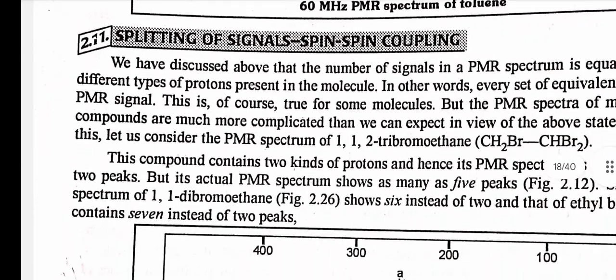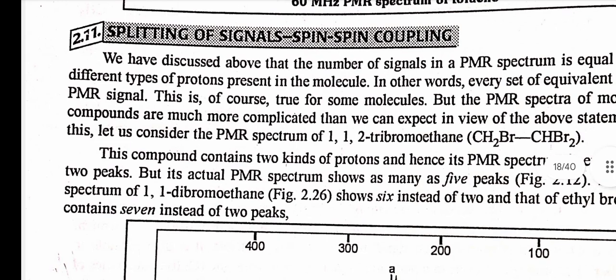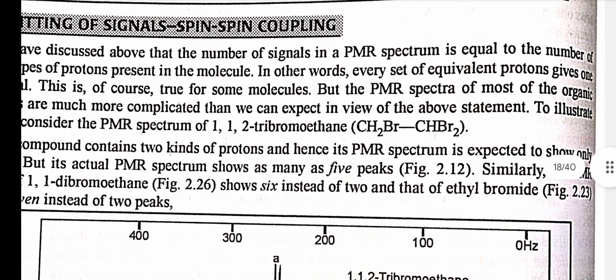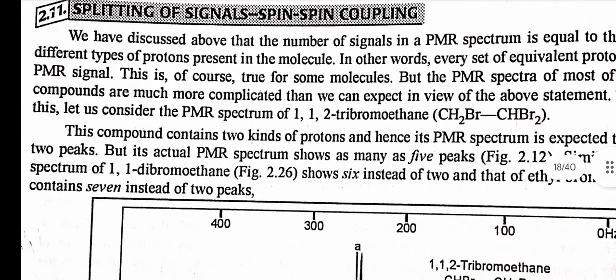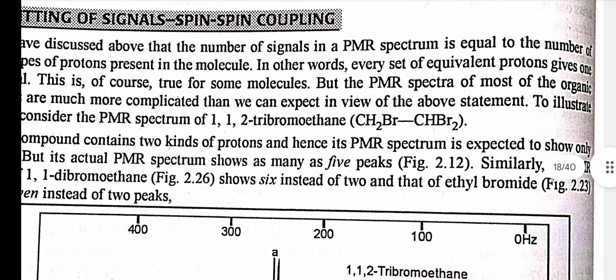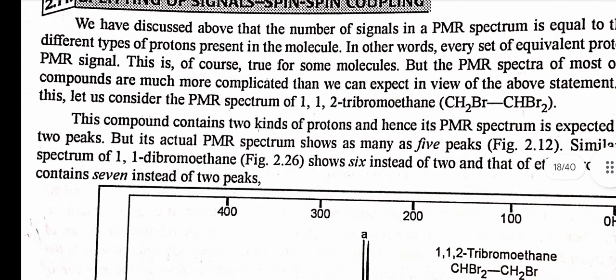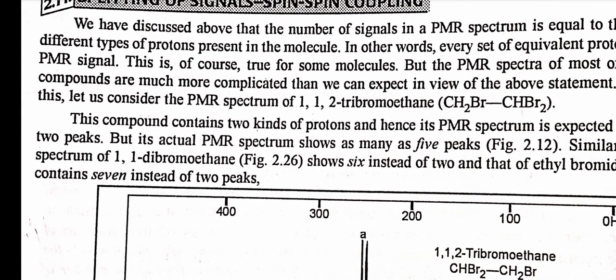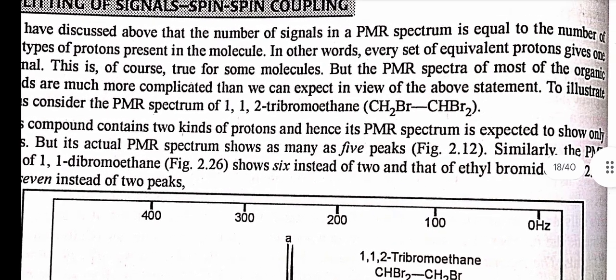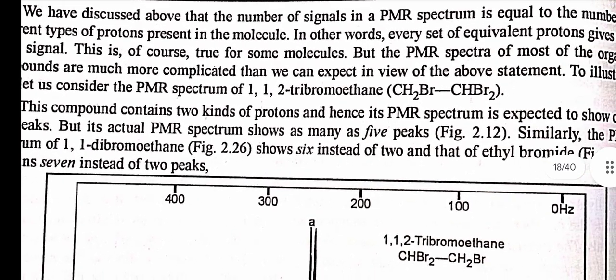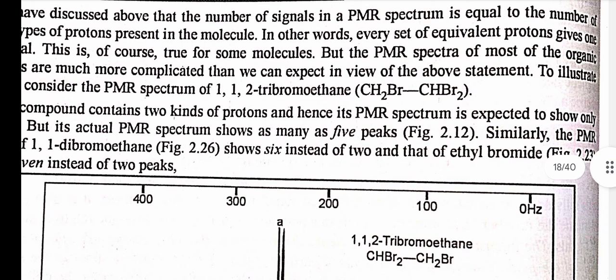Splitting of signals, spin coupling. We have discussed above that the number of signals in a PMR spectrum is equal to the number of different types of protons present in the molecule. In other words, every set of equivalent protons gives one PMR signal. This is of course true for some molecules, but the PMR spectra of most organic compounds are much more complicated than we can expect in view of the above statement.